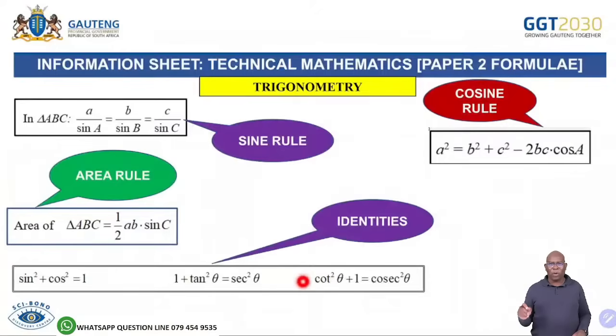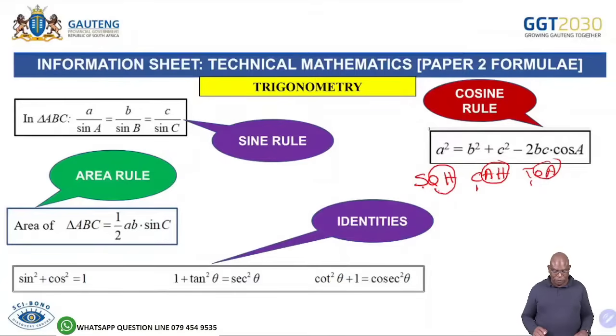I know in your schools, your teachers taught you SOHCAHTOA. Please don't just sing it. You must know what is happening in that SOHCAHTOA, what it is that you are talking about. So you must know sine is opposite over hypotenuse, cos is adjacent over hypotenuse, tangent is opposite over adjacent, and you must also know your other three, which are the friends to this one: the cosec, the sec, and the cotangent.